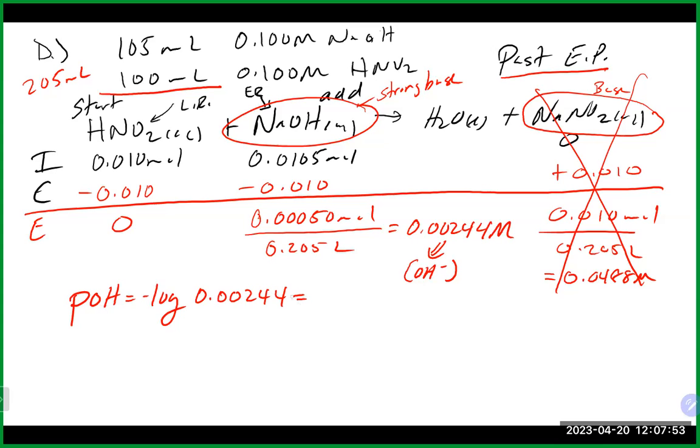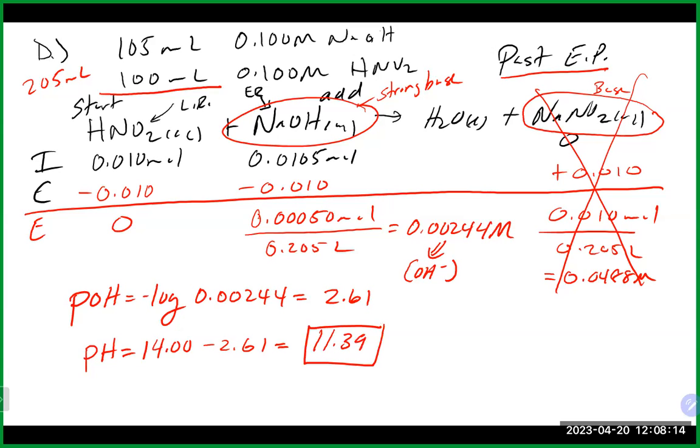Looks like a 2.61 as our pOH, and obviously we do need to get to the pH here. If by some chance you thought that was the pH, it should not make sense to you. So this would be a much better one, maybe 11.39, which is definitely basic as the equivalence point where it was at 8.